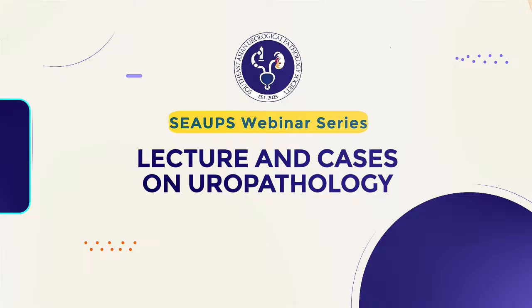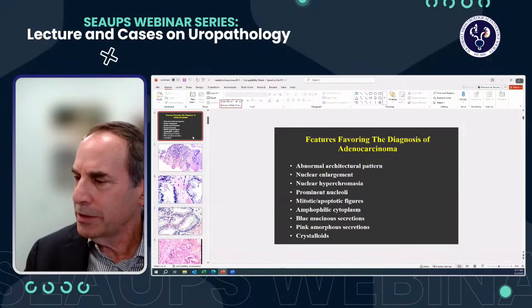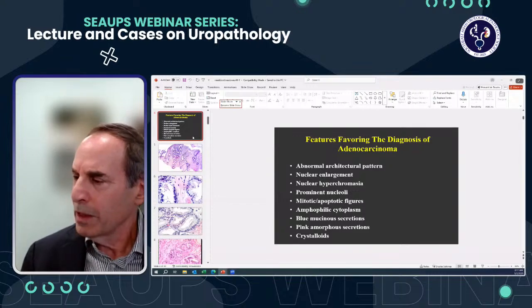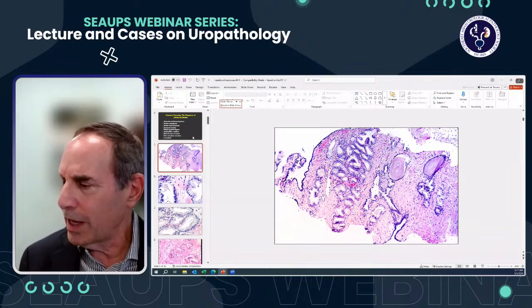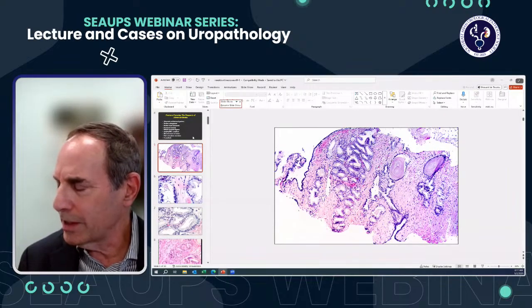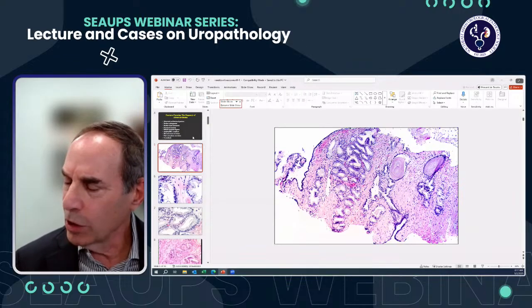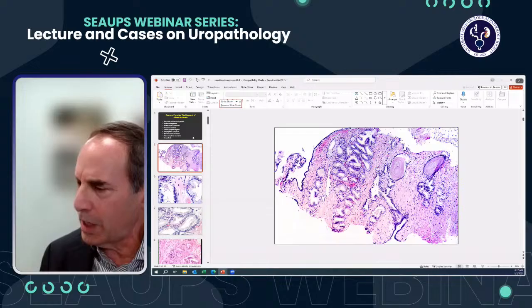What I'll be discussing is features favoring the diagnosis of prostate cancer, starting with an abnormal architectural pattern, nuclear enlargement, hyperchromasia, prominent nucleoli, mitotic and apoptotic figures, amphophilic cytoplasm, blue mucinous secretions, pink amorphous secretions, and crystalloids. So what you first want to look at is architecturally, you look for certain features that are suspicious for prostate cancer at low magnification, whether at 4x or 10x.